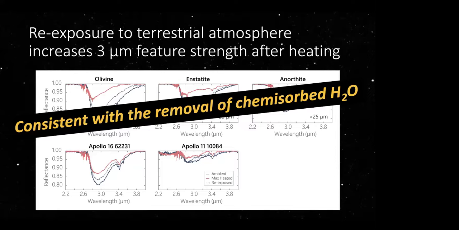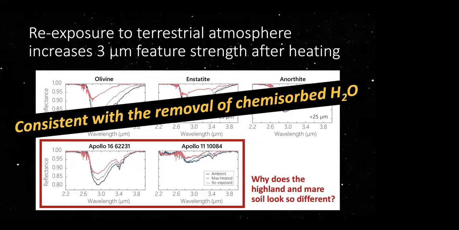One thing that I do want to point out that is quite interesting, and was very noticeable to me, was that we do see very different looking 3 micron features for our Apollo 16 and our Apollo 11 sample. So our highland versus our Mare sample. And I just want to take a few minutes to think about why these two samples look so different from one another.